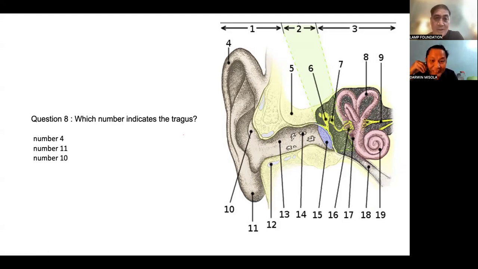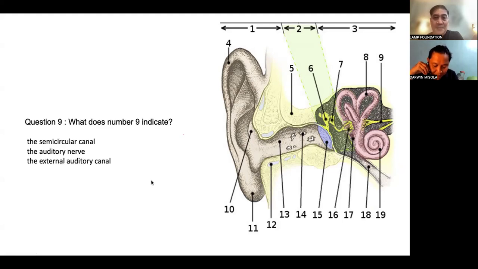Number 10. Number 4 is not it. Number 4 is already your helix. Okay. What does number 9 indicate?